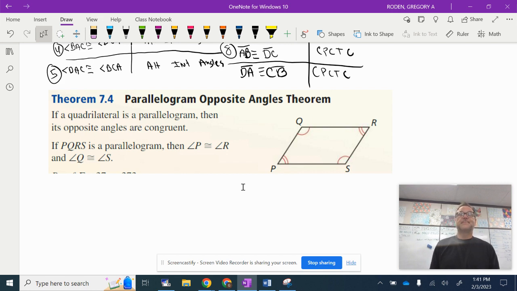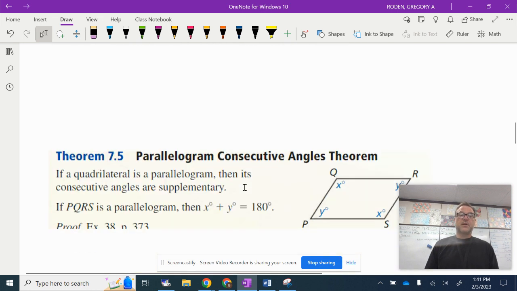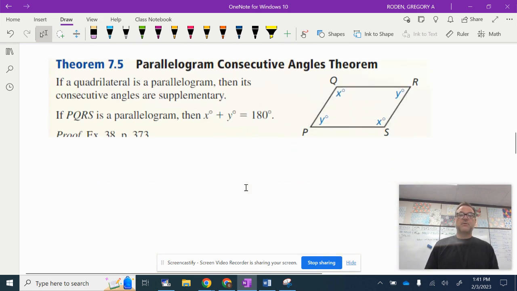Can I move on? Okay, here's another one. This is a good one right here. If it's a parallelogram, then the consecutive angles are supplementary. It means that these consecutive interior angles are supplementary.